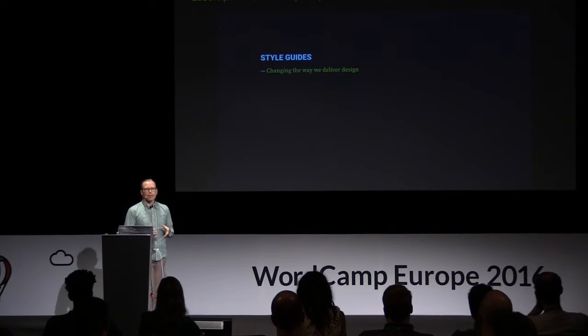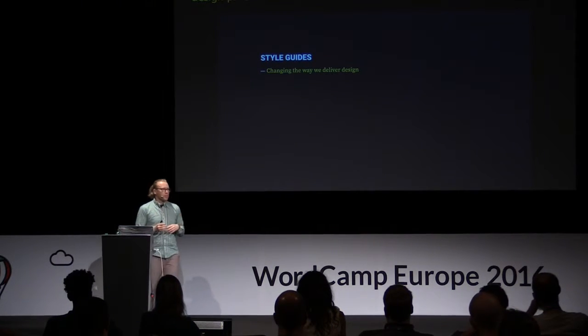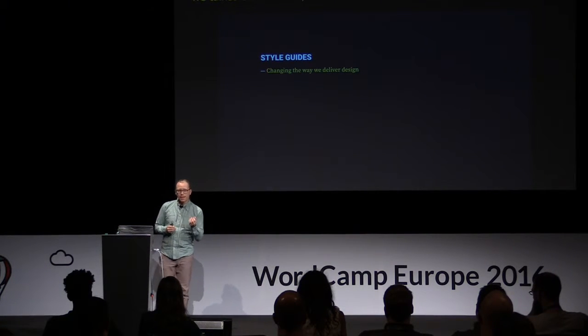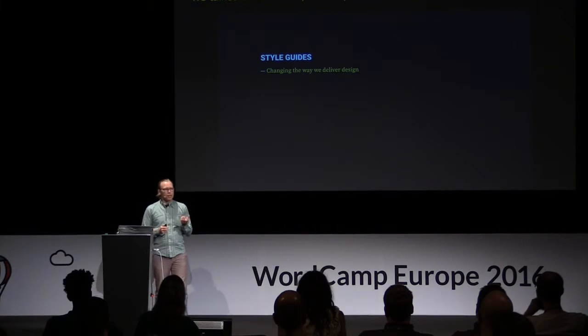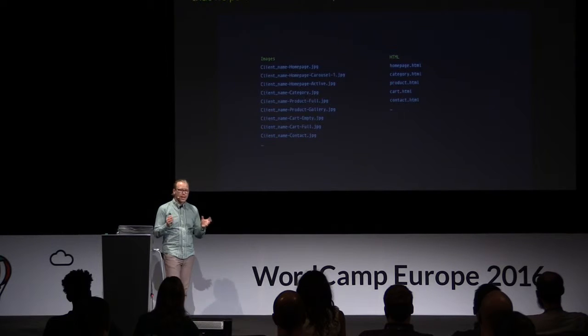I found that style guides, for example, help transpose the design process from a single point of view to include multiple perspectives we talked about earlier, not only the visual perspective. And that helps deliver a better experience. Style guides are, in a way, changing the way we deliver design nowadays.